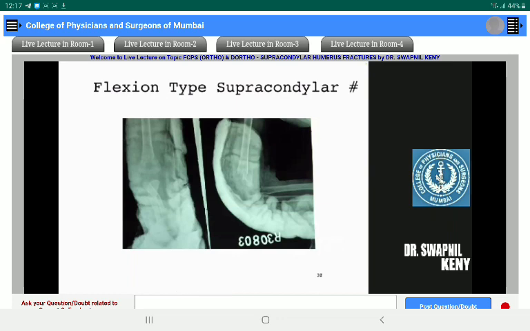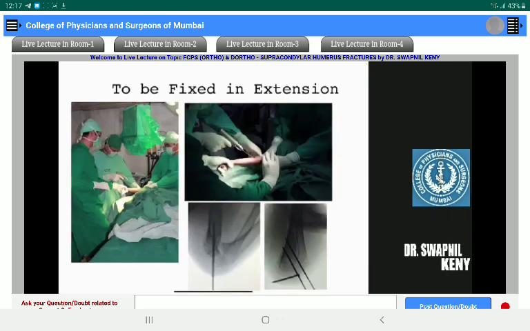Many times you get a flexion type of supracondylar humerus fracture. These are extremely unstable injuries, and you need to remember that these are quite difficult to fix in extension. So when you're not getting a reduction in extension, or if there is a displacement in extension, try and figure out if this is a flexion kind of supracondylar fracture. And if it is, it has to be reduced in extension. Like this particular fracture here, a flexion type, which had to be reduced in extension.